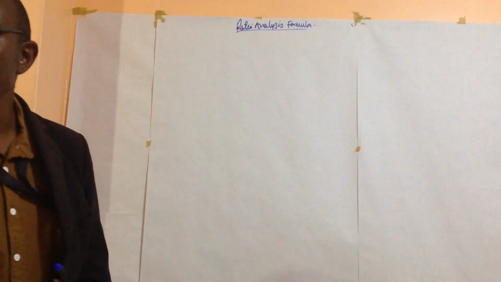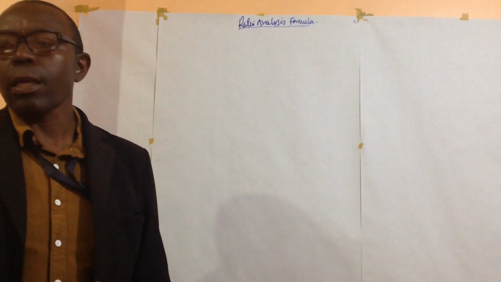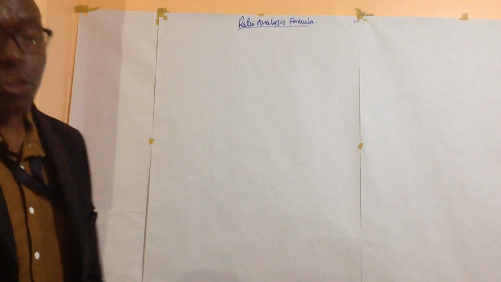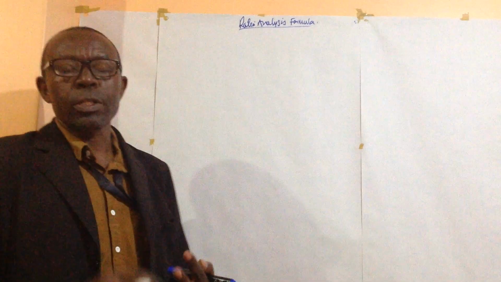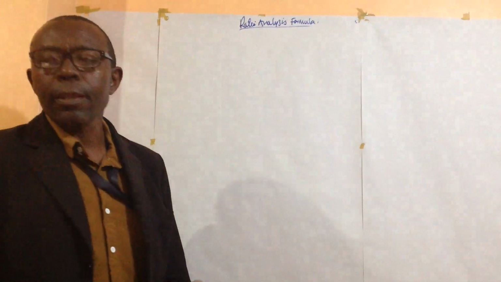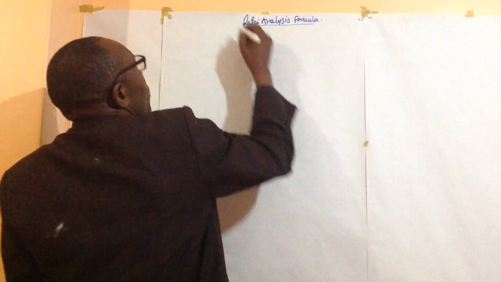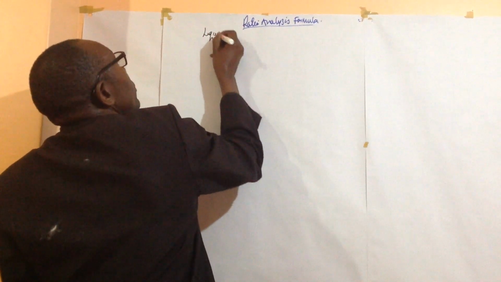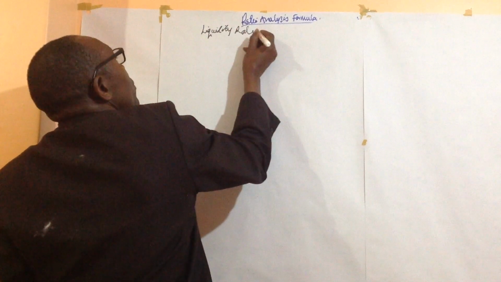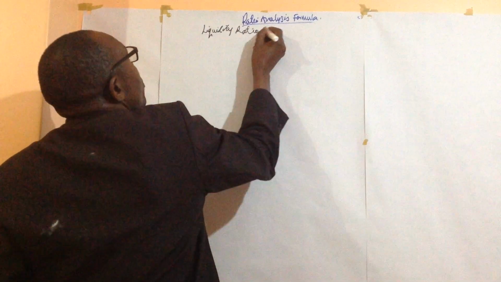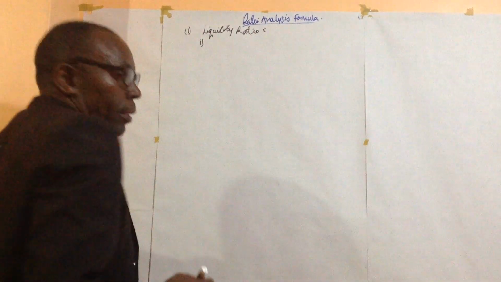So I'll be starting with the various classifications. The first classification I gave was the liquidity ratios, then I talked about the leverage ratios, the profitability ratios, and then the activity ratios. So I'm going to start with the liquidity ratios. Under this one, we have the current ratio.